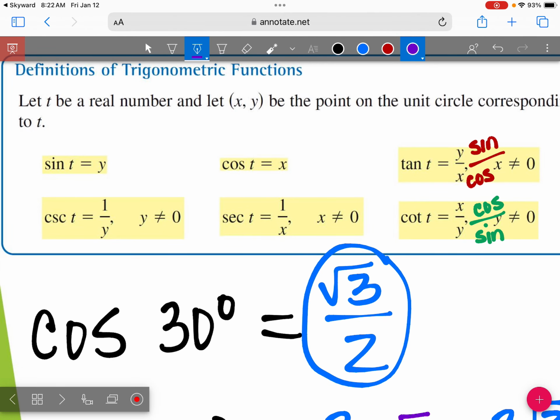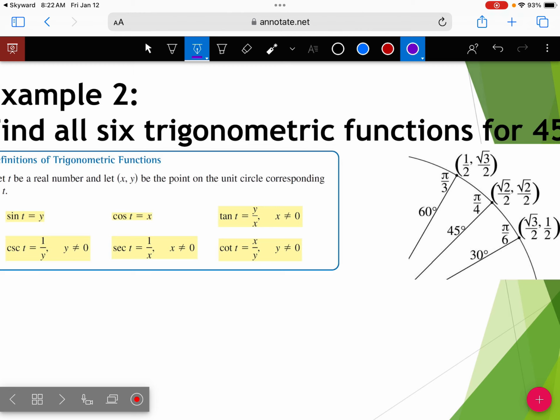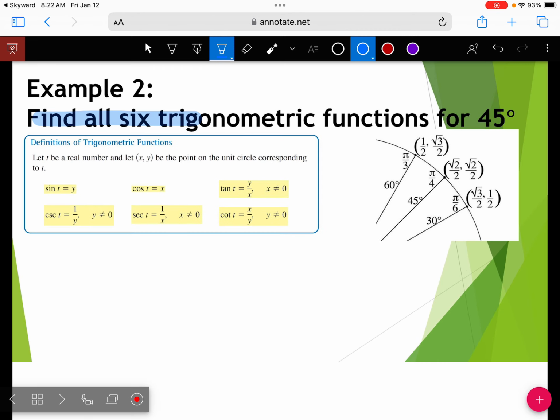Okay. All right, so now let's look at example 2. Go ahead and copy this down. Now we're going to do the same thing we just did, except with a 45 degree. So I'll give you a minute to copy that down. So we're going to find all 6. So if it says all 6, you're going to find all 6. And again, you don't have to write it out, you can abbreviate that, just trig. For a 45-degree angle this time.